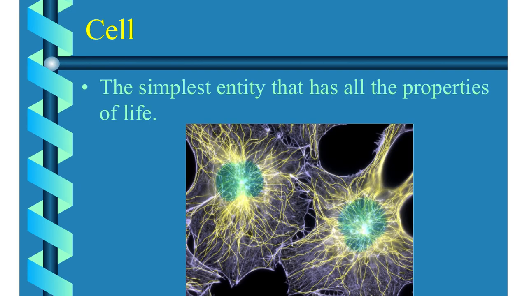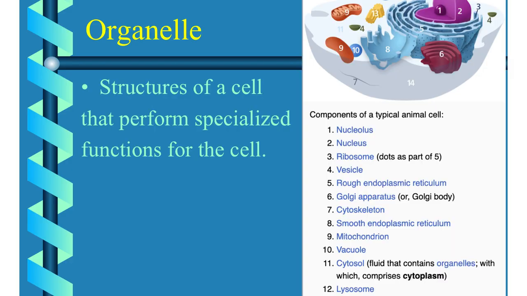Okay, so we already talked about cells. Cells are what tissues are made of, but cells are the smallest entity that can be considered to be alive. Okay, so cells consist of subunits or organelles. They're not cells. Okay, these are made of molecules. They're not made of cells.